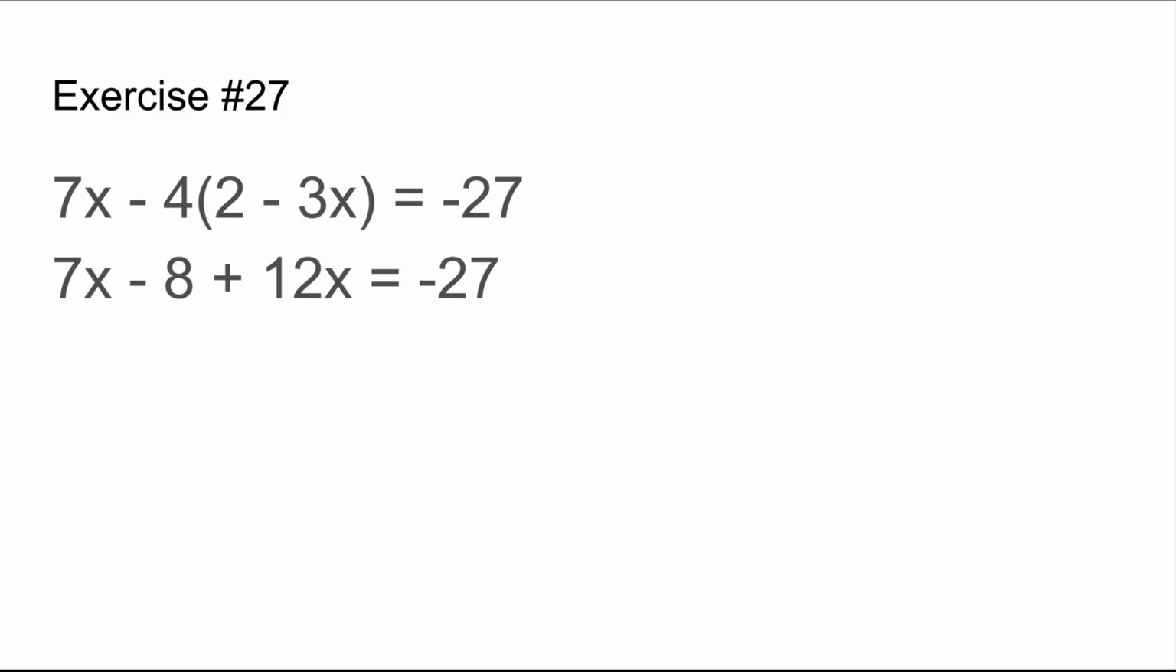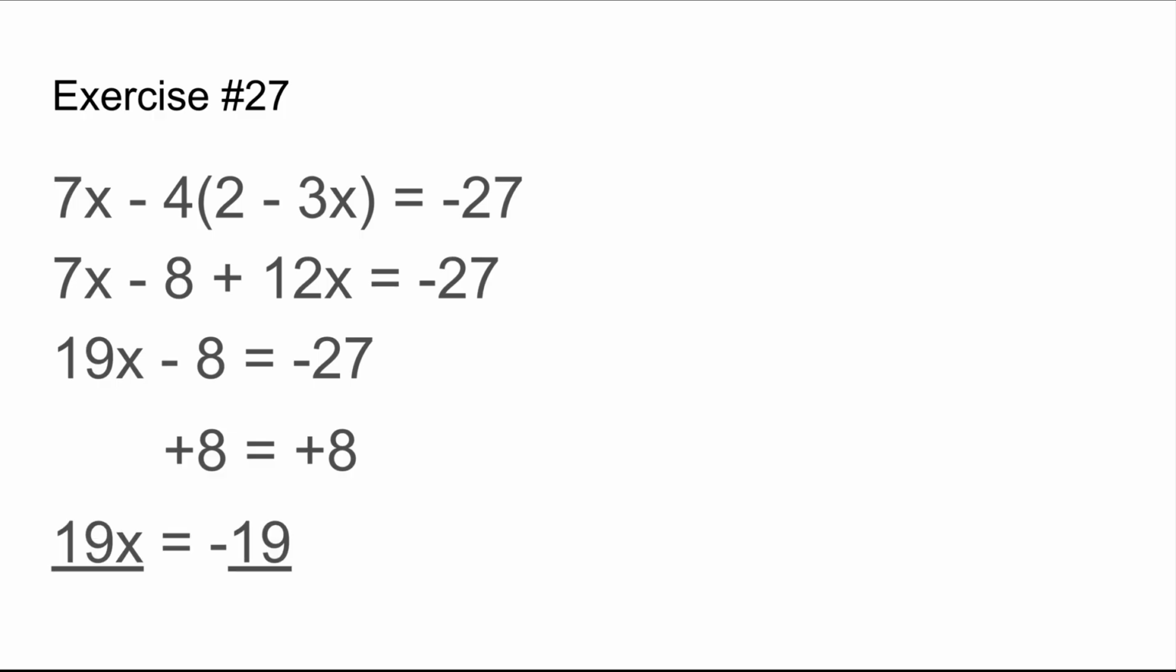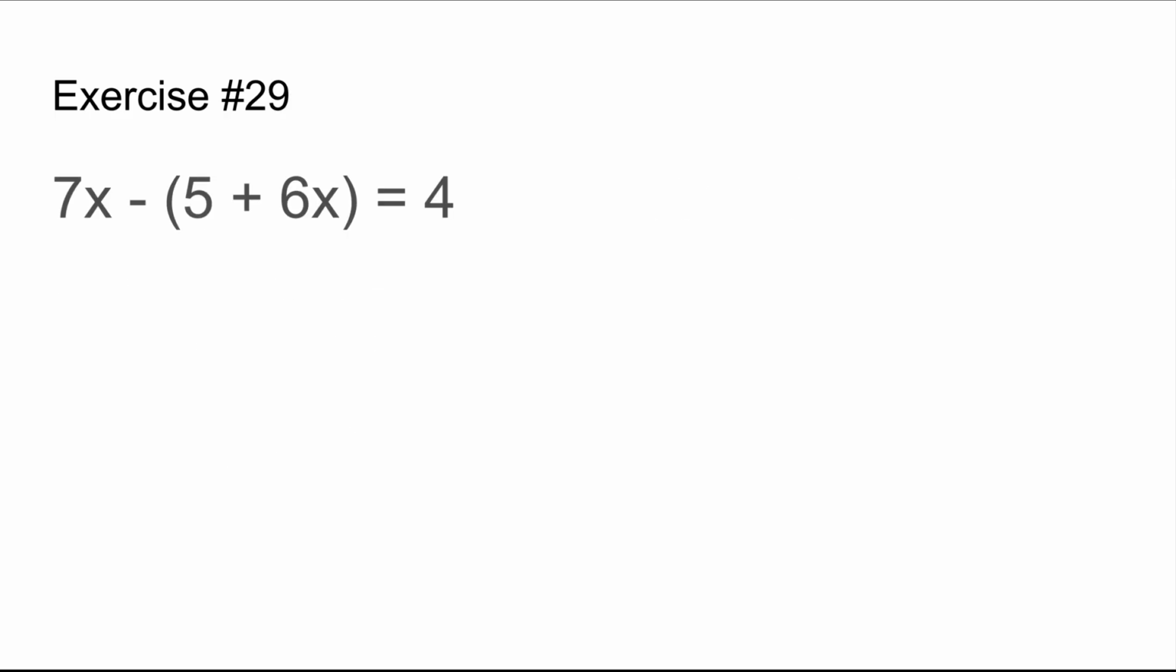x equals 2. 27. Here we have a negative 4 we are going to be multiplying as we distribute. Do not forget the negative sign. It will make your answer wrong. Here we go. So we have a negative 4 times 2, which is negative 8. Negative 4 times negative 3, which is 12. Combine 12x and 7x. 19x minus 8 equals negative 27. Add 8 to both sides. 19x equals negative 19. Divide by 19, both sides. x equals negative 1.